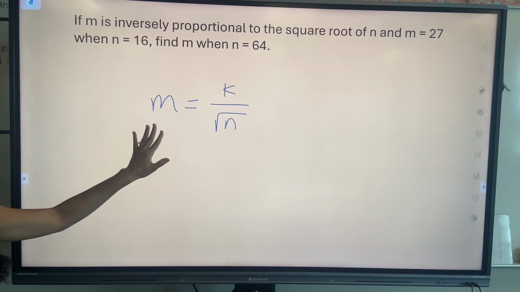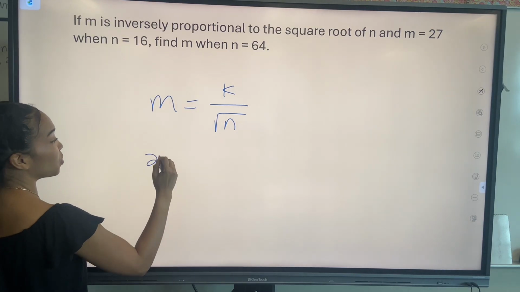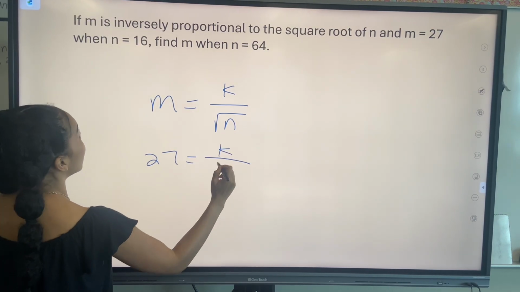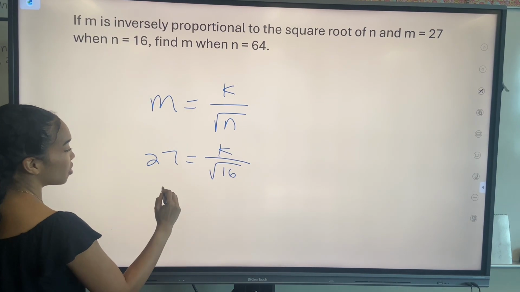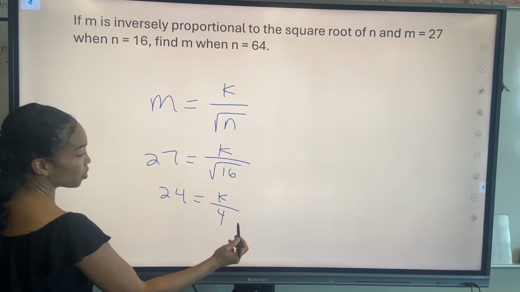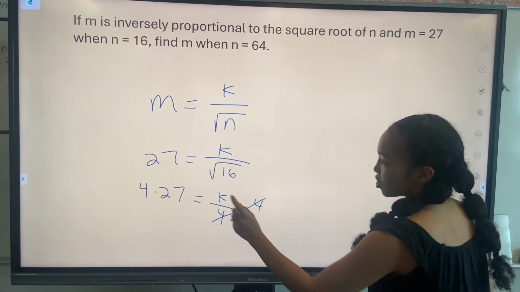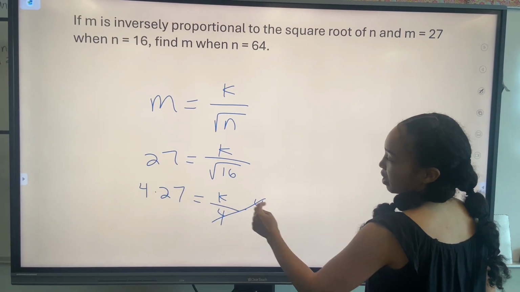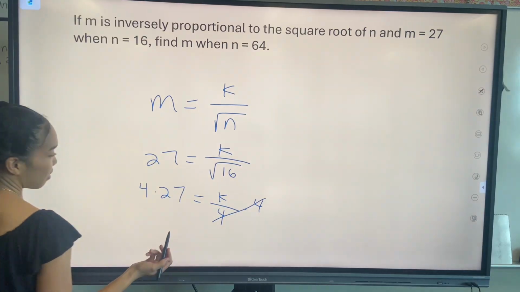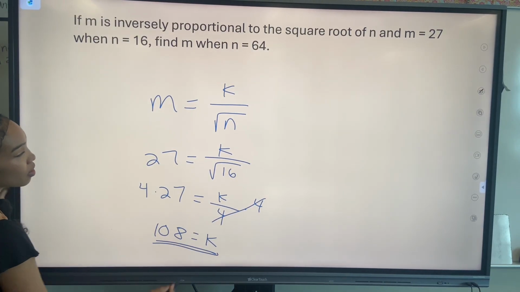Now that you guys have the equation, can you solve? So just real quick, m is equal to 27 and n is equal to 16. The square root of 16 is 4, so you multiply both sides by 4. Okay, that's a 27. You multiply both sides by 4. And what's 4 times 27? 108. So that's my K value.